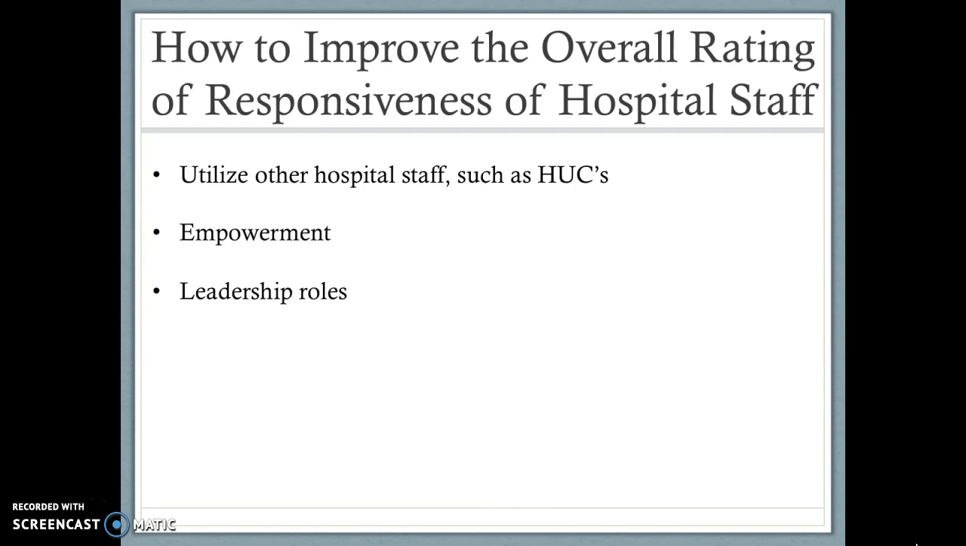HUCs, or health unit coordinators, can work with nurses and doctors to assist them with information about patients in order to have them treated more quickly. This is similar to my job as an ER registrar.